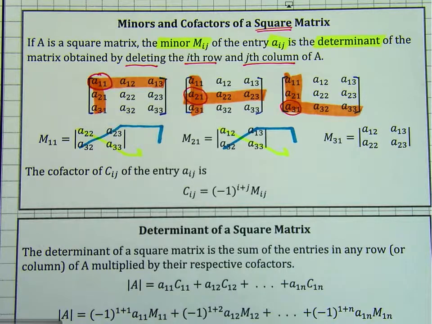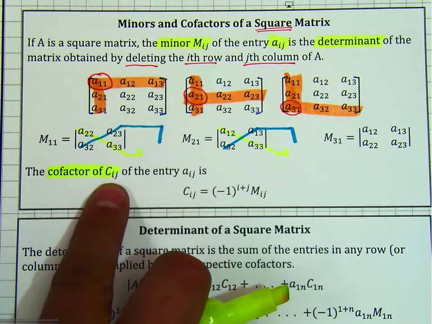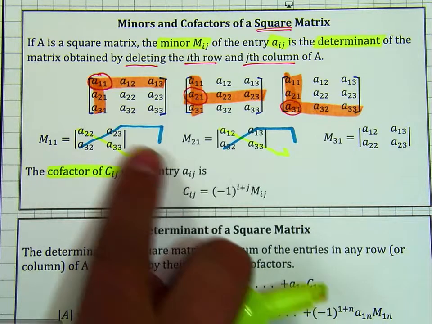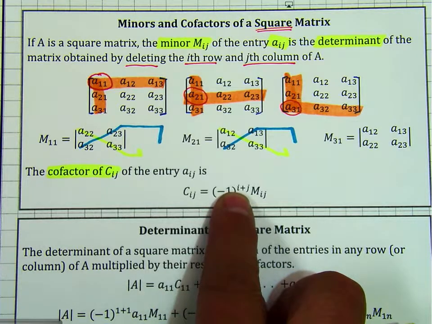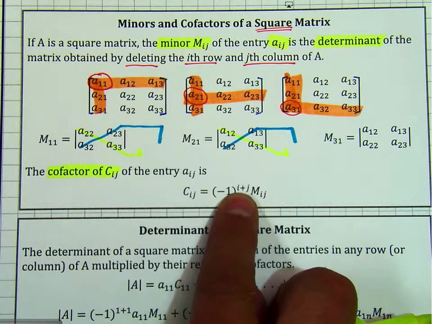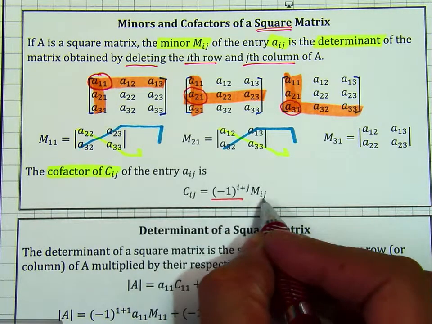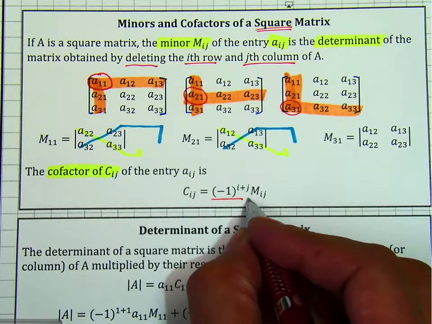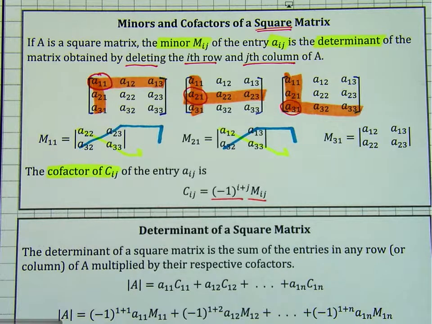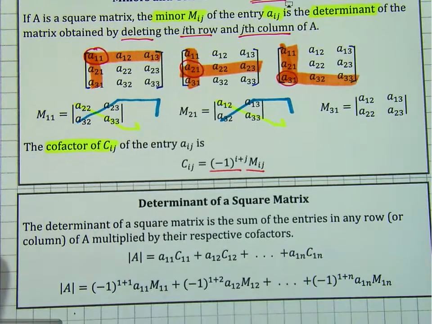Now we also have something that we call a cofactor, Cij. The cofactor of any of those entries will be -1, and you're going to add, as the exponent, i plus j. Then you are going to get the value that you get from the determinant, and you're going to multiply. And that's going to help us find the determinant of a 3x3 or a 4x4.